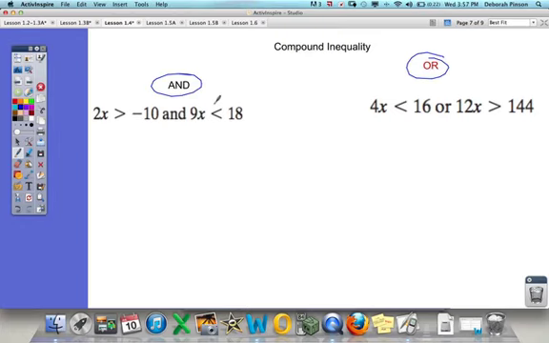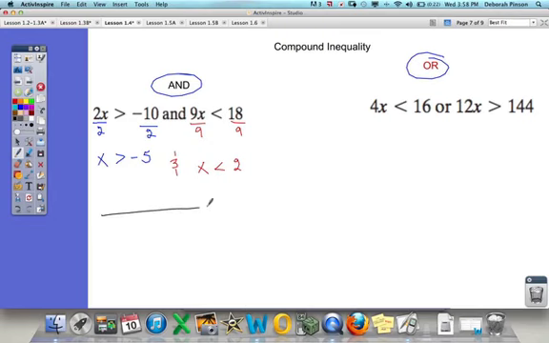Now what I'm going to do is I'm going to graph both of these. I'm going to put them in different colors. I'll put this first one in blue. So I'm going to divide by 2. So x is greater than negative 5. I'll graph that in a second. And I'm going to put this second one in red. So x is less than 2, and we're talking about AND here.